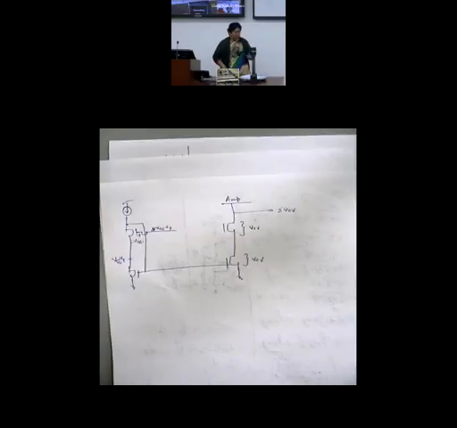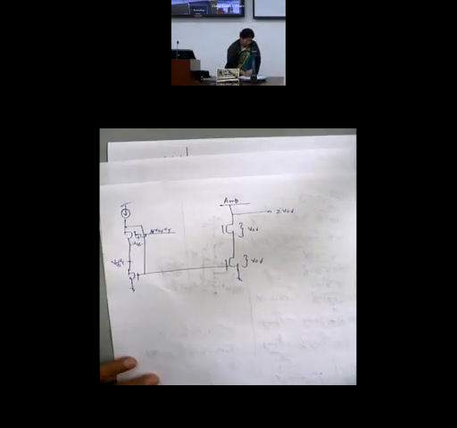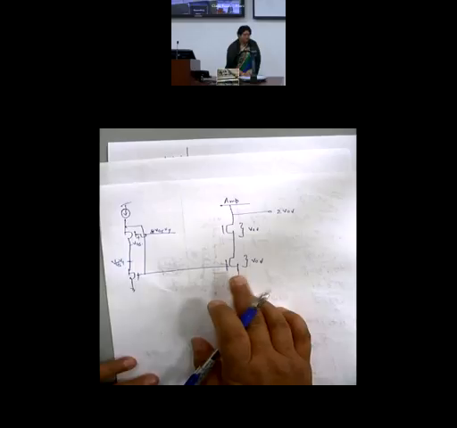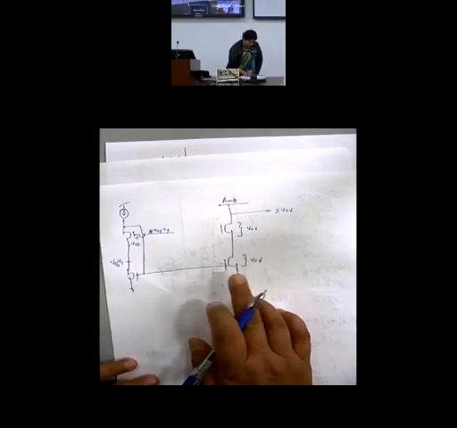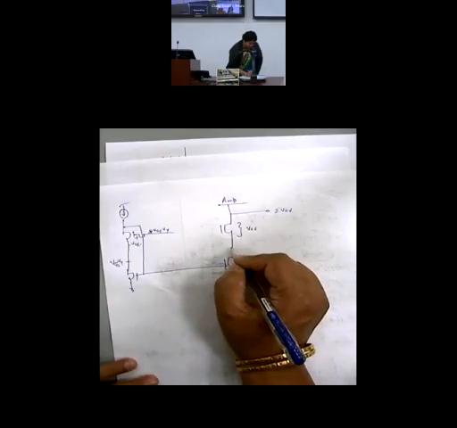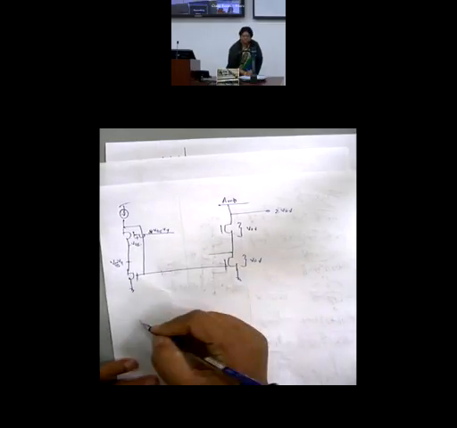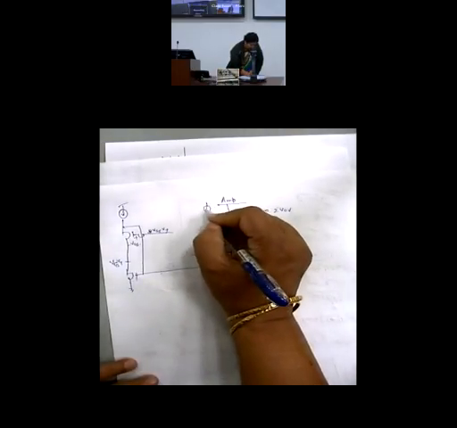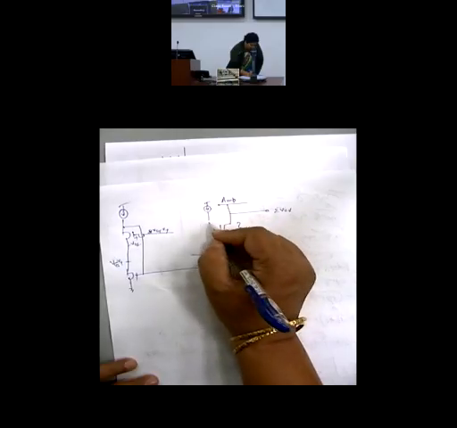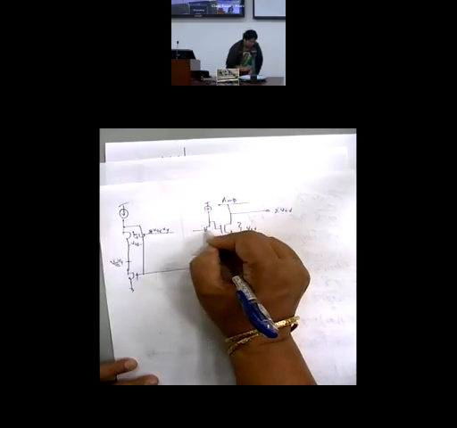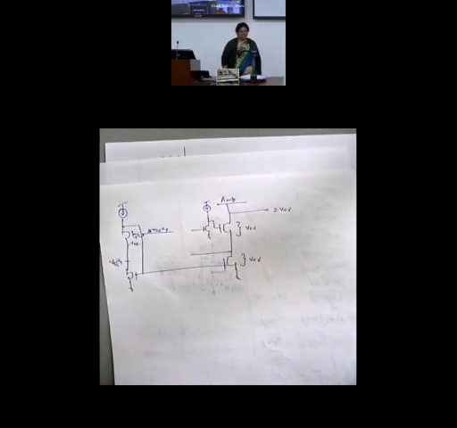Now I'm going to use, I have to get the gain boosting done. So I am now using the principle of gain boosting. So I am creating a common source amplifier. Common source amplifier, how do I create? I create a common source amplifier here. Clear? A common source amplifier.